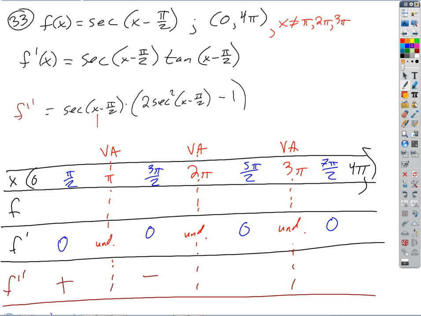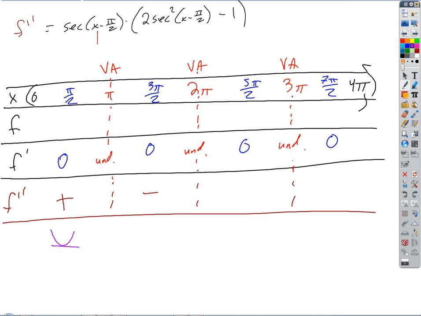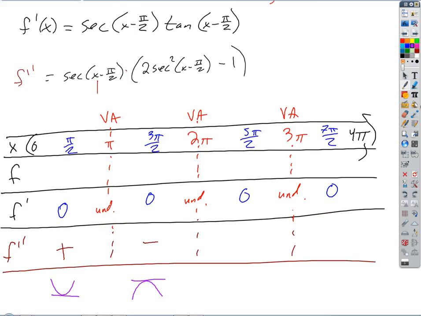And over here, secant squared is going to make that positive. So I'm going to get negative times positive is negative. And so this is definitely a maximum, because the second derivative test tells us that we have coupled a horizontal tangent with downward concavity. What about up here? 5/2 pi. What do you think is going to happen? At 5/2 pi, we're going to get the secant of 2 pi, which is the same as the secant of 0, so that's going to be 1.